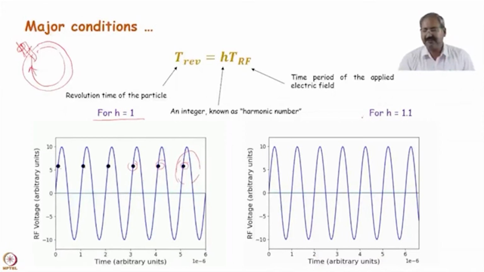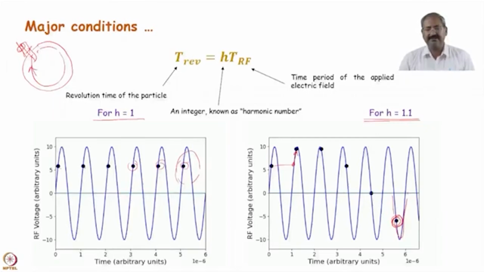Now suppose for h equal to 1.1, how will the phase change? It is shown in this movie. So now it doesn't come here, instead the phase slips to here, and in each turn this phase slip will occur. The accumulated phase after a few turns will be so large that it will go into the negative direction of the RF field, and here the particle will be decelerated. So for successful particle acceleration, this synchronization is necessary.